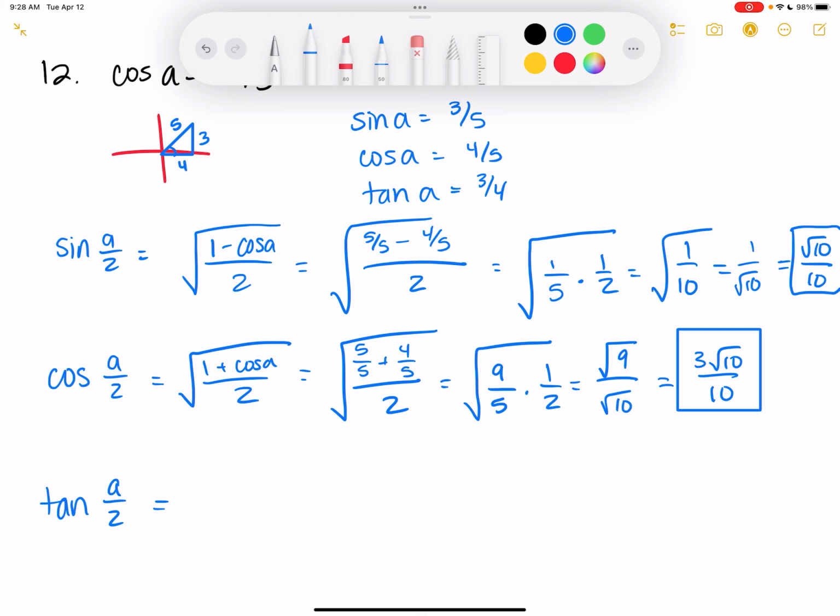Let me see, I forgot it. There's 1 minus... well, pick your favorite cosine. 1 minus cosine A over sine A.